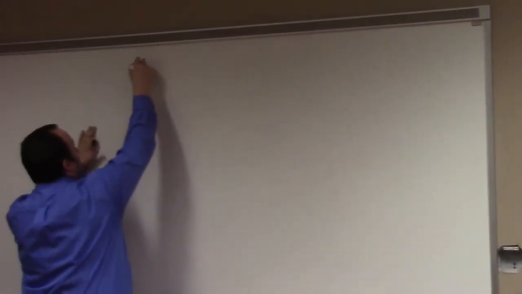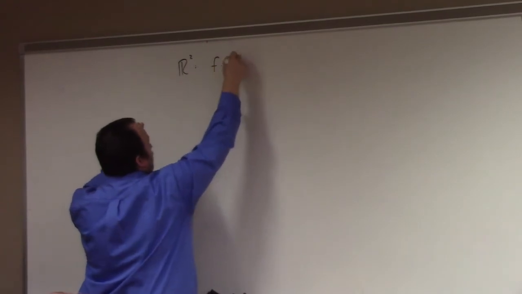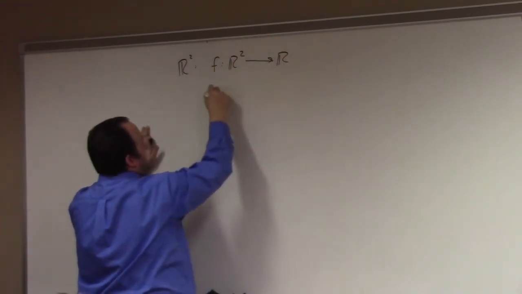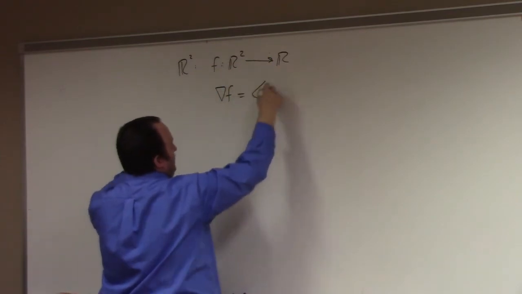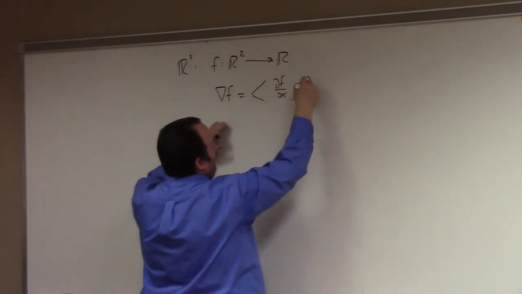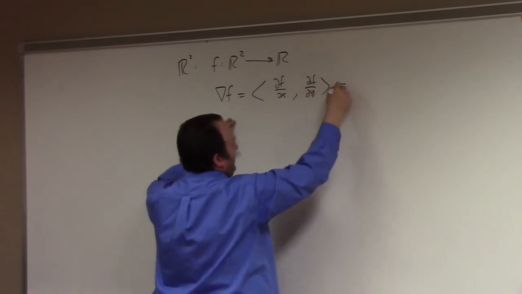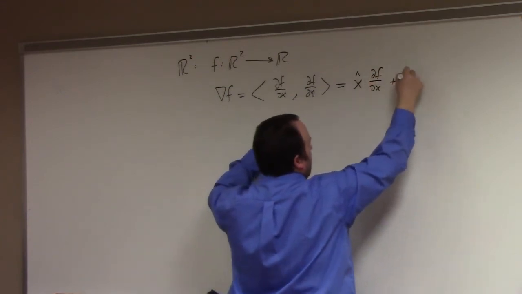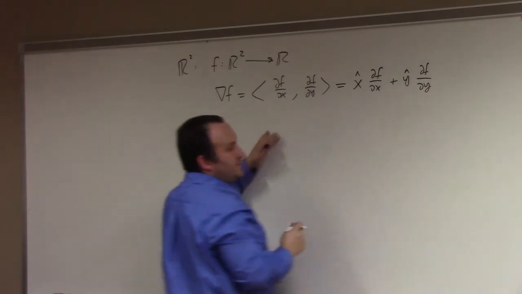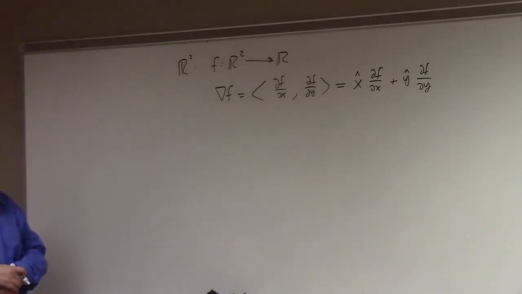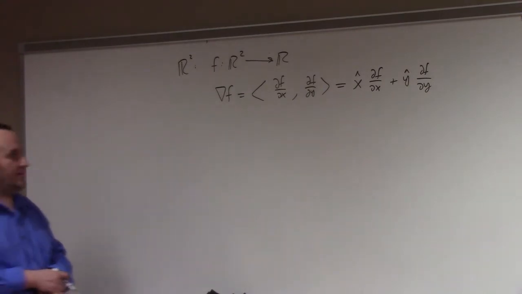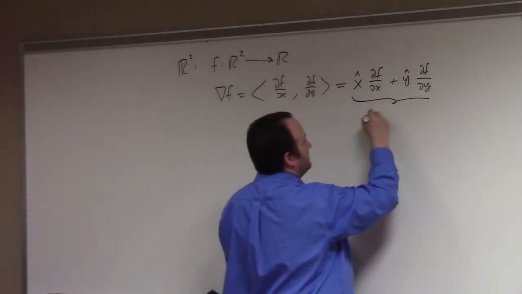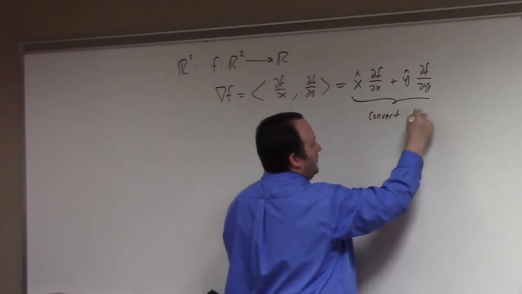So in R2, we have a function that goes from R2 to R. We can calculate the gradient of f. How does it work? Like I just said, partial f, partial x, partial f, partial y. But that is also equal to x hat, partial f, partial x, plus y hat, partial f, partial y. Now, I want to convert this to polar coordinates.